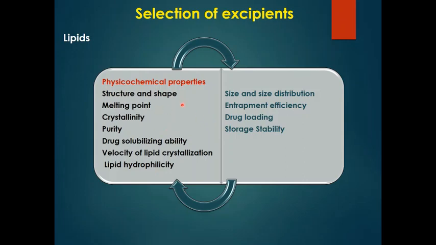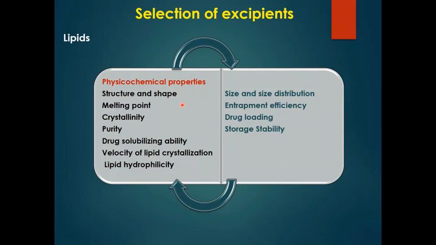See, structure and shape and crystallinity. If the lipid used is highly crystalline with a high melting point, what happens is that generally the nanoparticles produced will have a higher size. And if any impurities are present, these may interfere and cause precipitation during the process or increase the size.